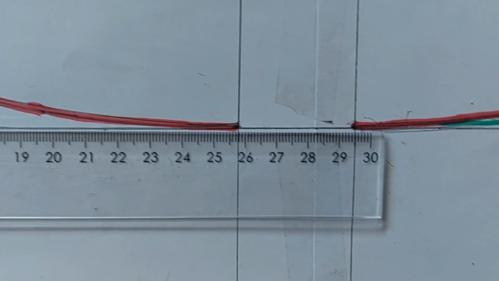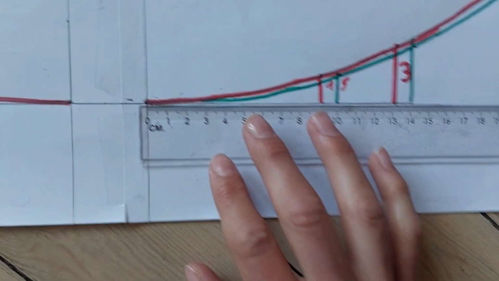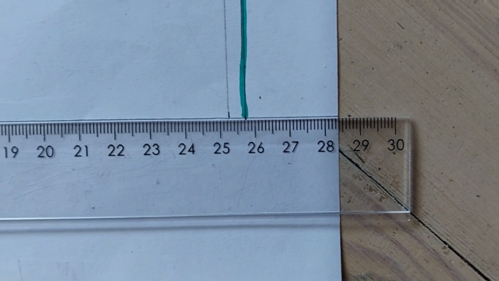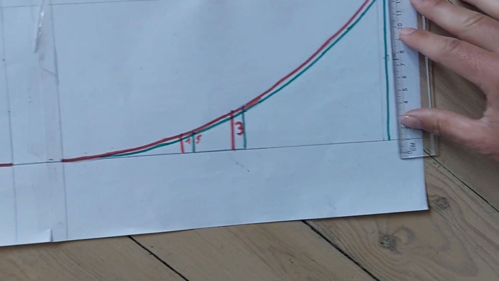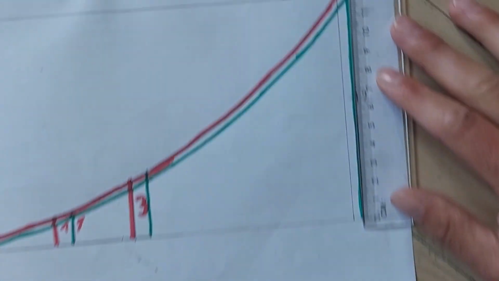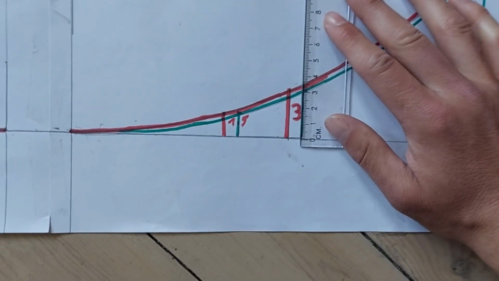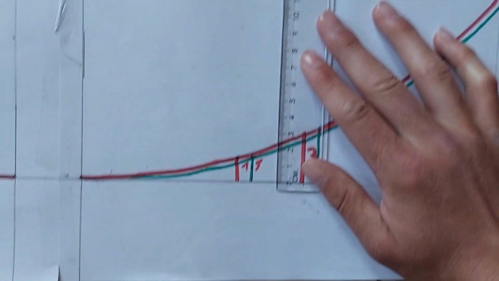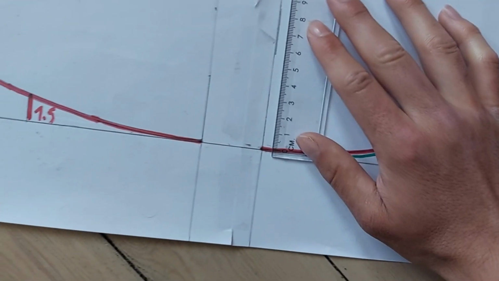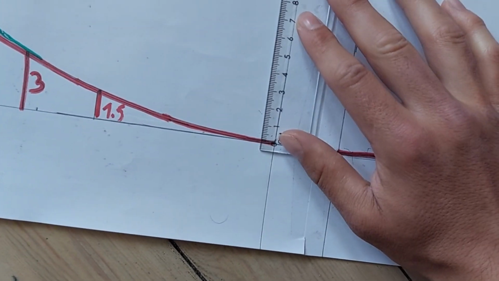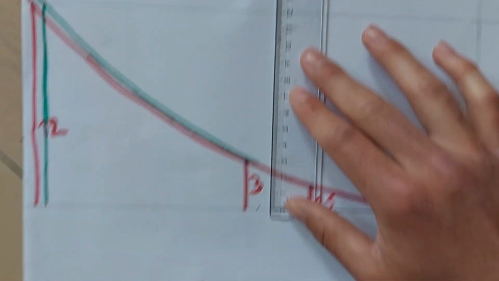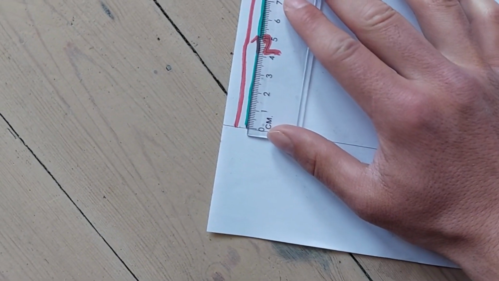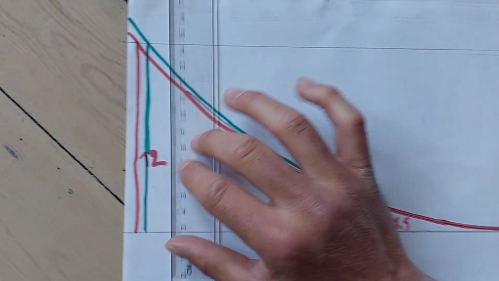It's 25.8, and over here it's also 25.8. So the height is 12 centimeters. It's also 12 over here. It's also 12 over here, and 12 over here. So now it should be perfect.